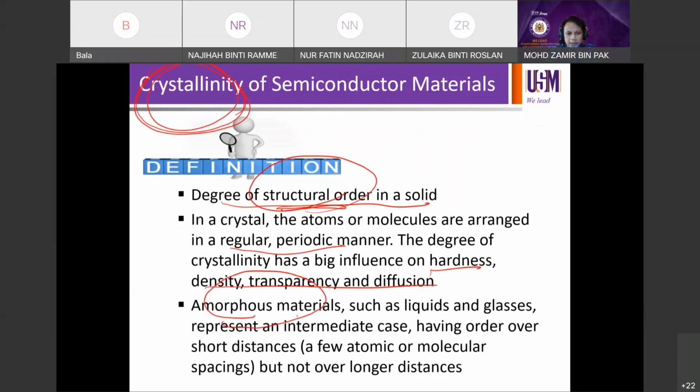Amorphous. Have you learned about crystallinity in materials before? Perhaps in material science, have you learned anything on crystallinity? Anyone? Have you learned anything on crystallinity at all before in any previous courses? Material science perhaps? Or some other courses? Anyone?